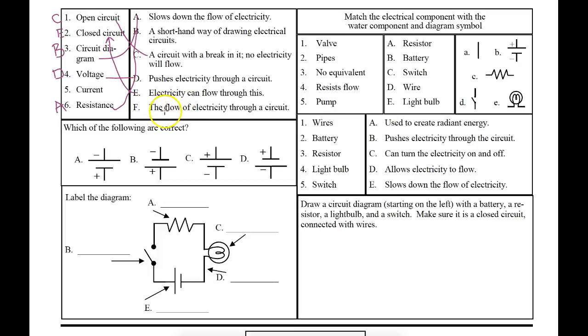And finally, the flow of electricity through a current, right here. You can think of it like a river too, if it has a strong current or a weak current. That would be like how much electricity is flowing through it. So this is F.